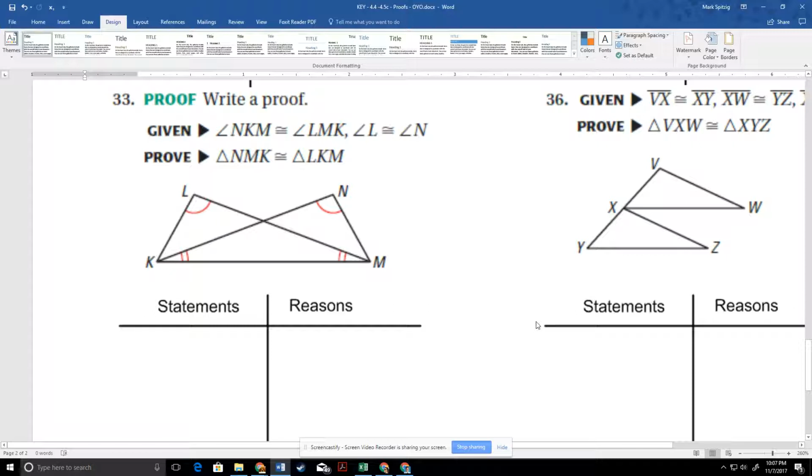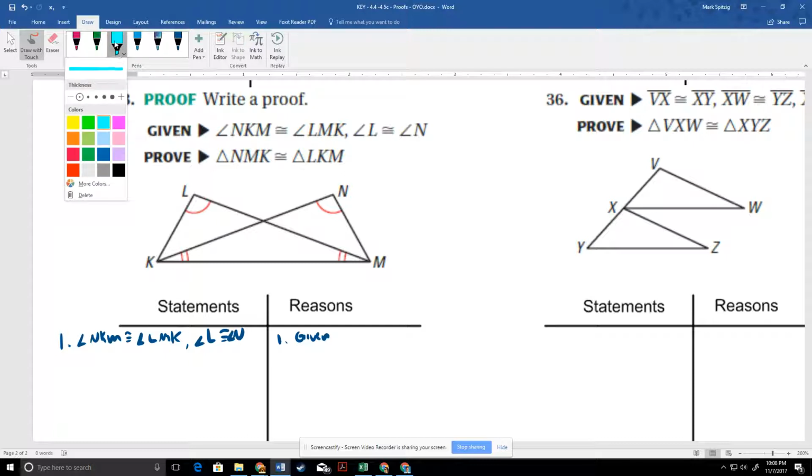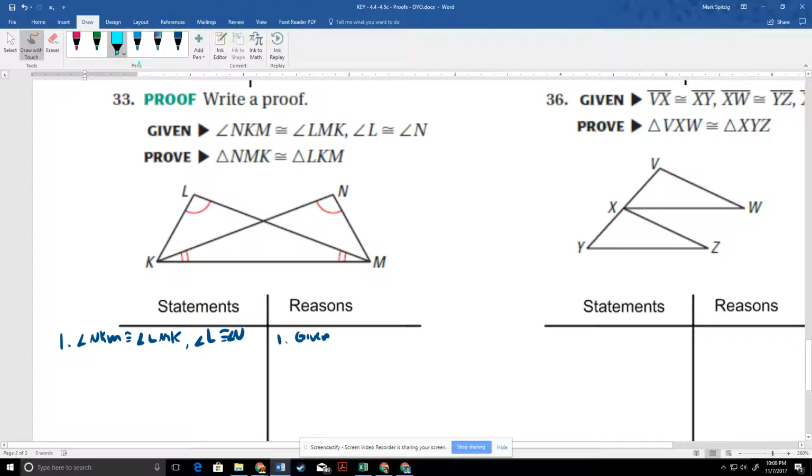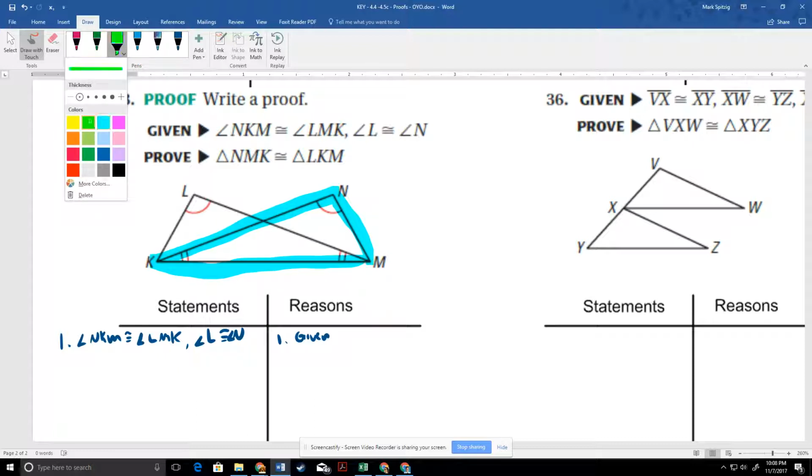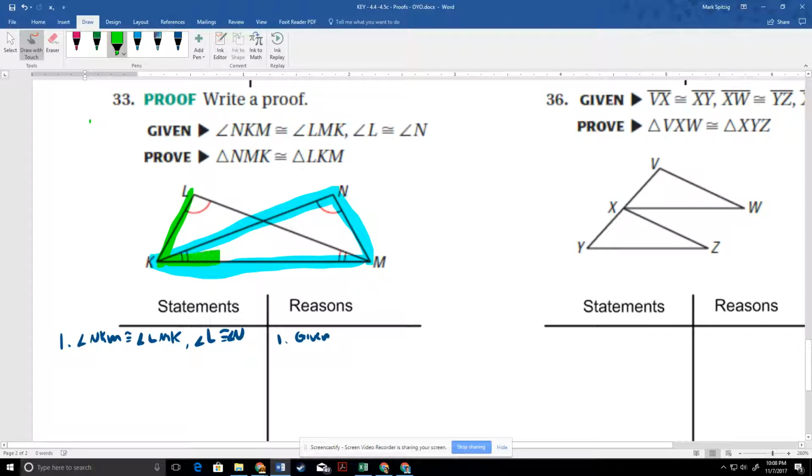Okay, so we have a couple of statements here. We have angle NKM is congruent to angle LMK. We also have angle L is congruent to angle N. And again, those are given. And not only that, but I go back in the diagram and they're marked. They already are marked. Now, in this case, we have triangles that are overlapping. So I'm just going to sort of highlight the ones that I'm looking for here, because I'm trying to prove that NMK is going to be congruent to LKM.